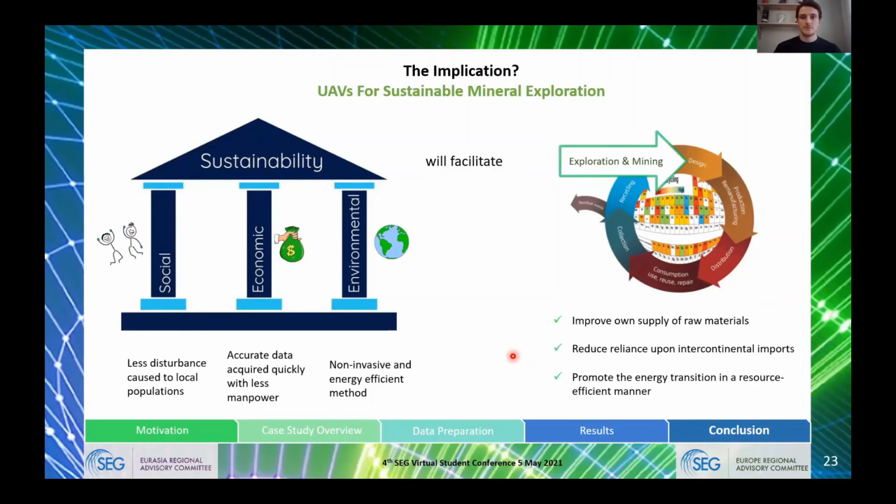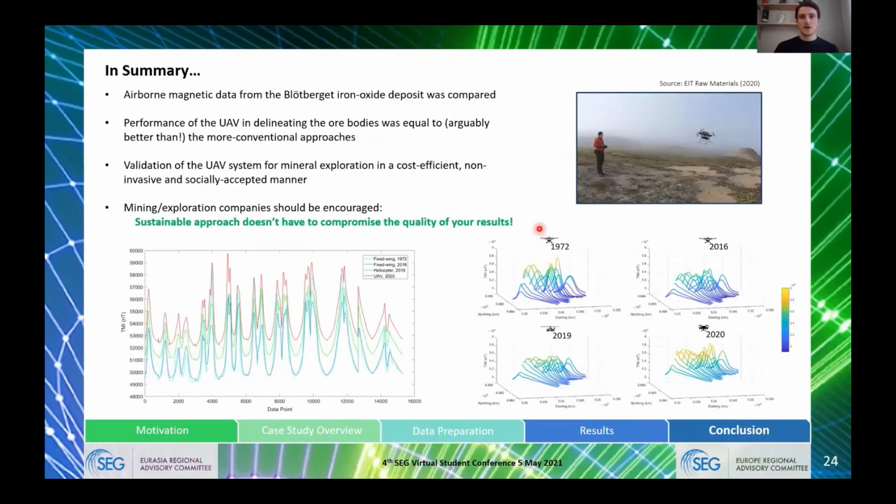So to quickly summarize, our comparison of the airborne magnetic methods from Blockberry showed that through the evolution of these different surveys, our ability to delineate the ore bodies improved through time, which culminated nicely with these distinct double peaks observed in the UAV data. But more importantly, however, through this simple 1D plot, we validated the use of this UAV mag system for mineral exploration in a cost-efficient, non-invasive, and socially accepted manner.